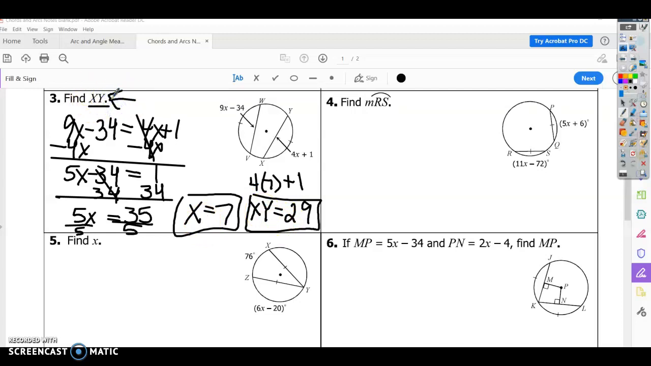All right, this time it says find the measure of RS. So we're going to find the measure of arc RS. And we know that these two chords are congruent, so again, we're going to set these equal. So 11x minus 72 equals 5x plus 6.